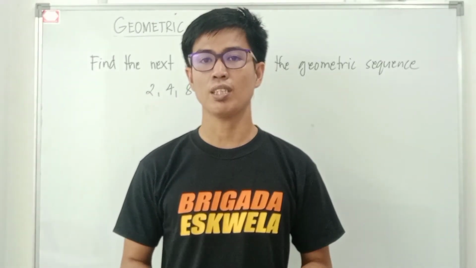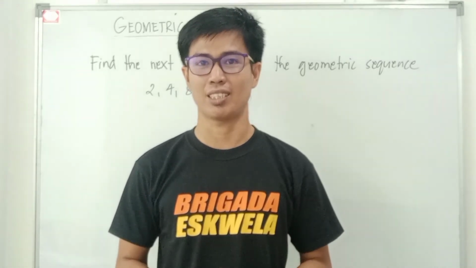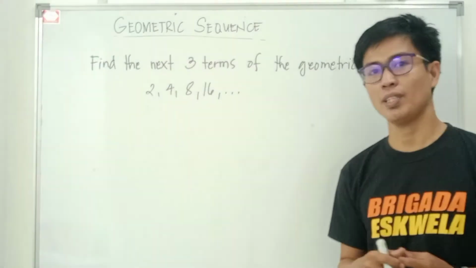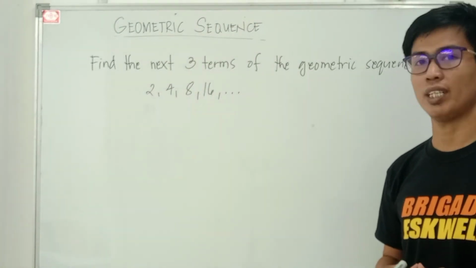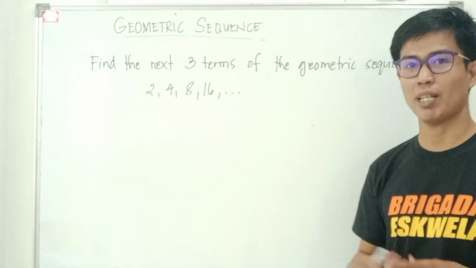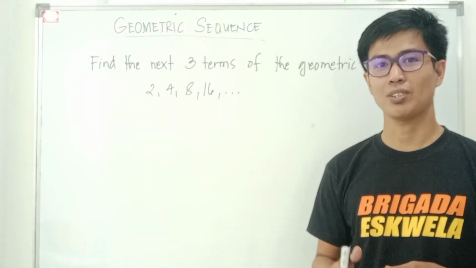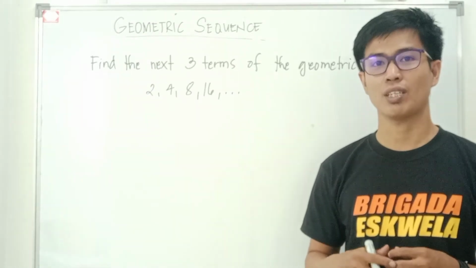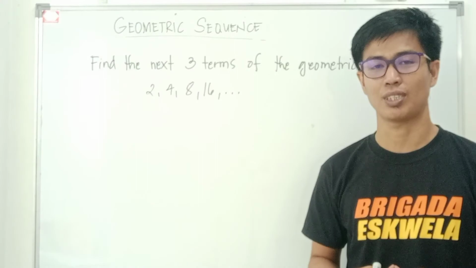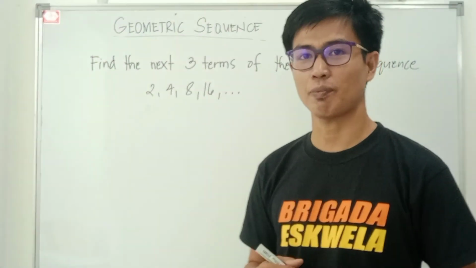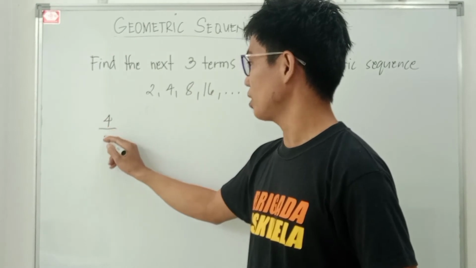Okay, so continuing the discussion with the geometric sequence, so let us have this example. So we are asked to find the next three terms of the geometric sequence 2, 4, 8, and 16. Paano nga ba natin makukuha yung susunod na tatlong terms? So same procedure sa ginawa natin kanina, we need to identify first the common ratio para makuha natin yung mga susunod na term. So let's identify the common ratio by dividing the succeeding term to its previous term.